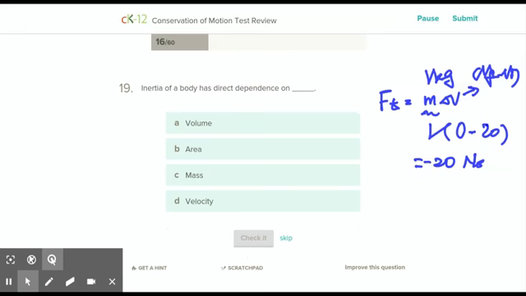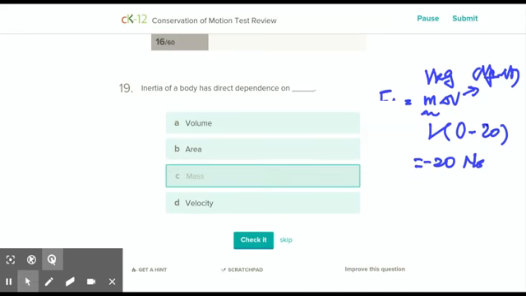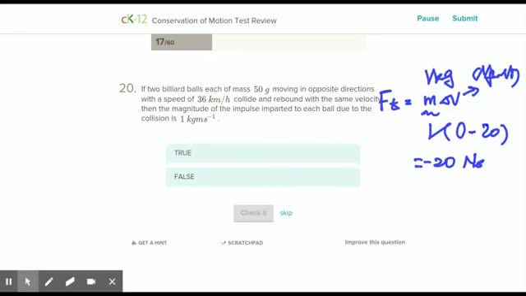Okay. Next question. Inertia of a body is directly dependent on... We learned that last chapter. The bigger the mass, the greater the inertia. So it's on mass.